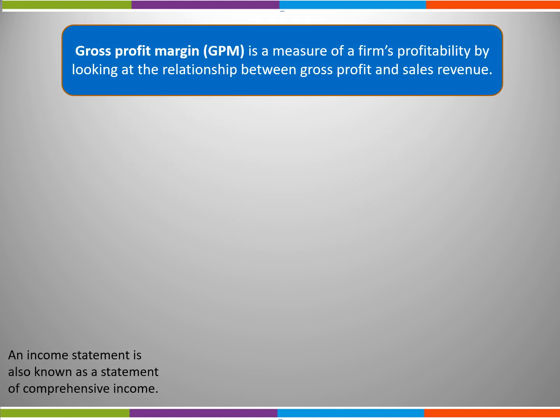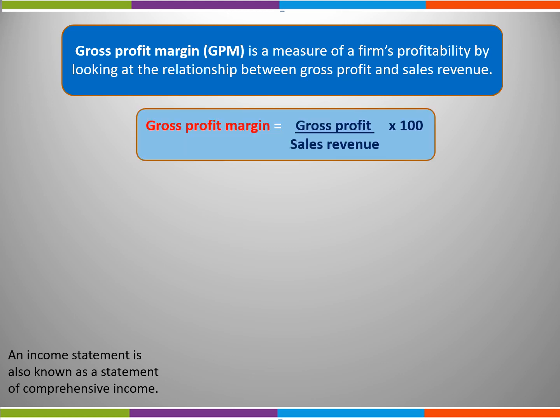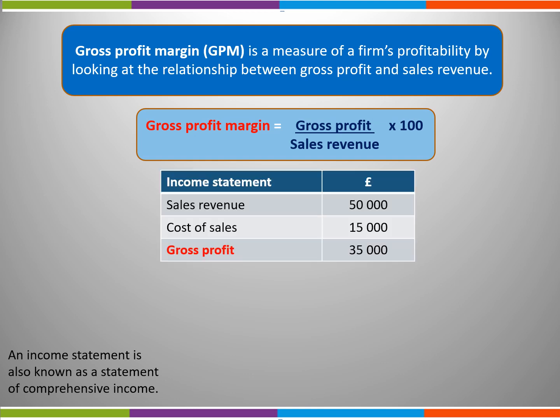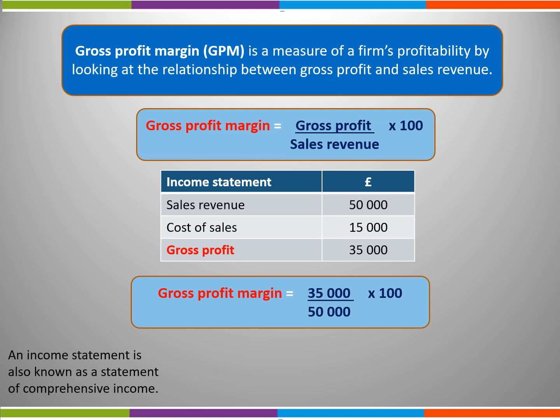Gross profit margin is a measure of a firm's profitability by looking at the relationship between gross profit and sales revenue. To find the gross profit margin, we use the formula gross profit divided by sales revenue times 100. Here we have an extract from an income statement. Sales revenue is £50,000. We deduct the cost of sales such as raw materials to get a gross profit of £35,000. To find the relationship between two figures, we use the gross profit margin. So gross profit of £35,000 divided by sales revenue of £50,000 times 100 to get a percentage gives us 70%.